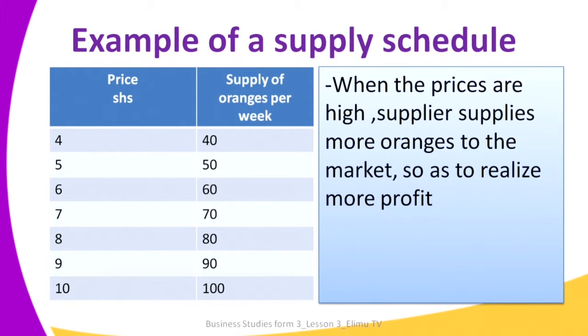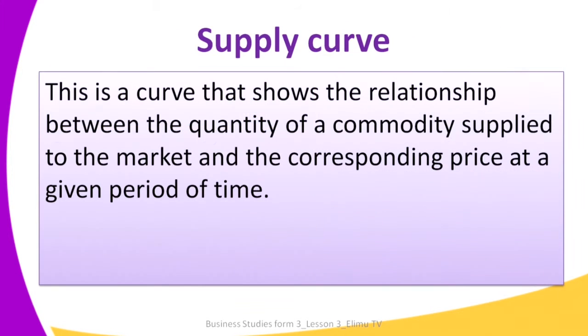You'll find that when the price is at 4 shillings, the number of oranges supplied are 40. They increase as price is increasing. So when the price is at 10 shillings, you find that oranges supplied is 100. So from there we can say when the prices are high, the supplier supplies more oranges to the market so as to realize more profit.